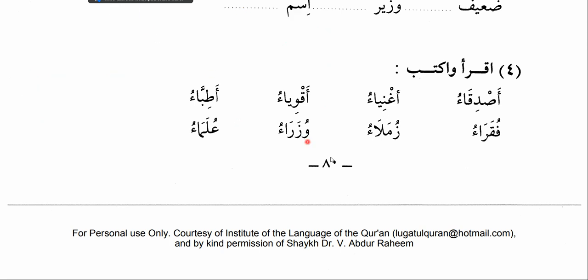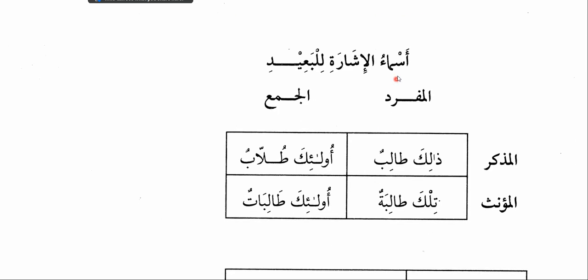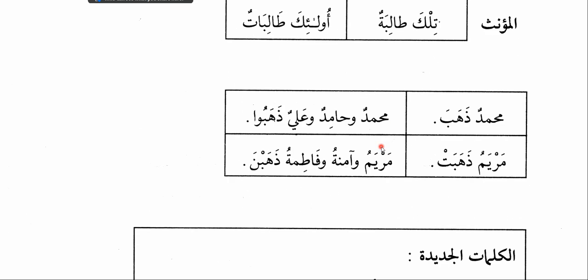So let's check the asma al-ishara lil-ba'id. What asma al-ishara did we learn for the ba'id, meaning far away things? For muzakkar singular, zalika. For muannas singular, tilka. And for both of them in the plural, you are going to use ulaika. As we did for ha'ula'i, which is used for both male and female, likewise in ismul ishara lil ba'id, ulaika is used for both male and female.